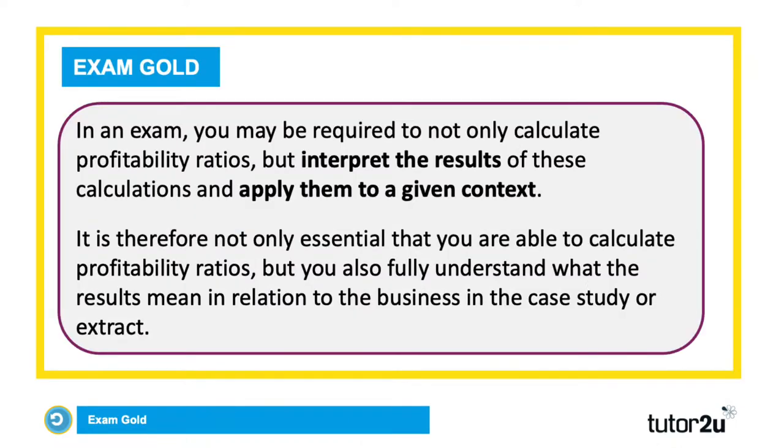A bit more exam gold for you. Remember, in an exam, you may be required not only to calculate profitability ratios, but also interpret the results of the calculations and apply them to a given context. As I said before, you need to go further than just being able to do the calculations. It's essential that you fully understand what the results mean in relation to the business in the case study or the extract. So it's not just enough to be able to do the calculations. Make sure you're able to interpret the results and put them in context. Index numbers are often an area that the students find challenging, so worth spending a bit of time on those.